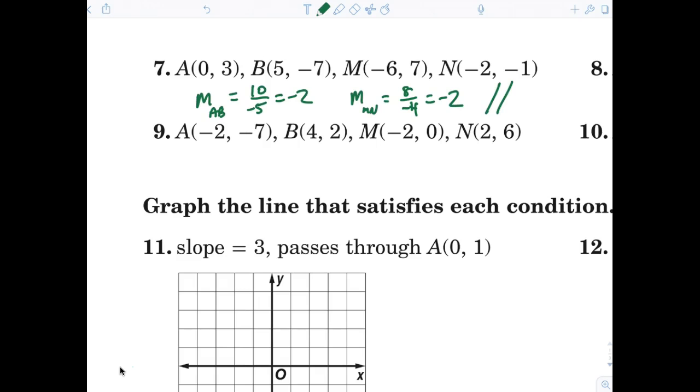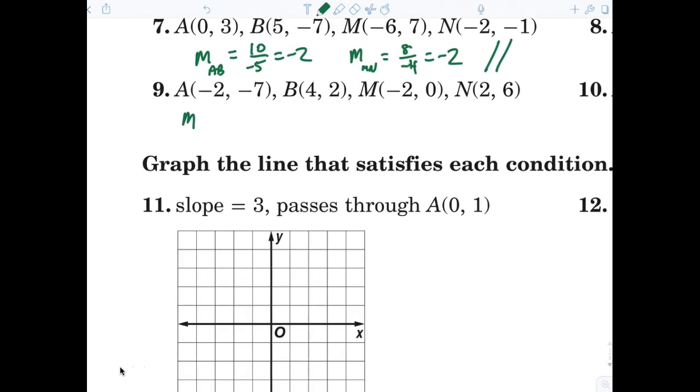All right. Now, let's take a look at number 9. So again, we're going to do the slope of AB, and the slope of AB is 2 plus 7, 9. 4 plus 2 is 6. 9/6 is the same as 3 over 2. Now again, be careful with your negatives. And like I said, in order to get better at the mental math, you're practicing. Is everybody okay with it being 3 over 2? If you're not seeing it as 3 over 2, let me correct you.